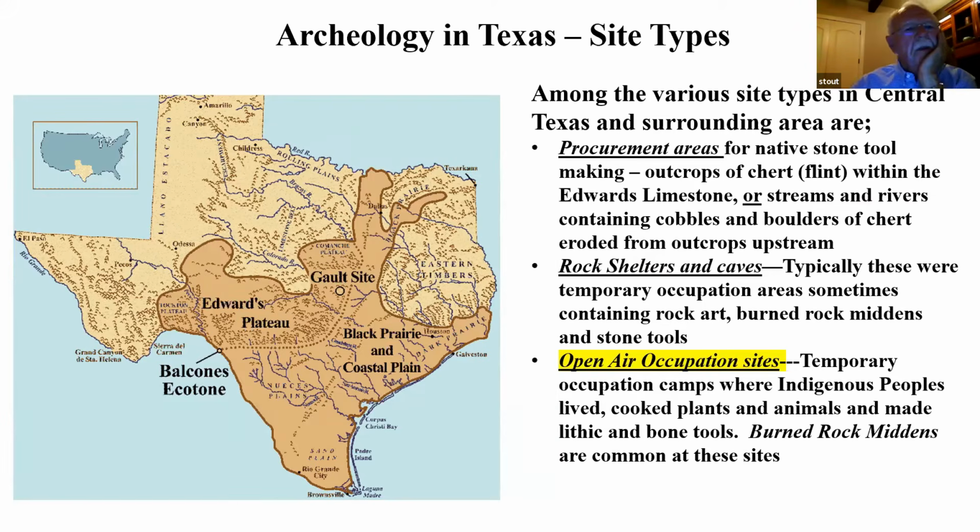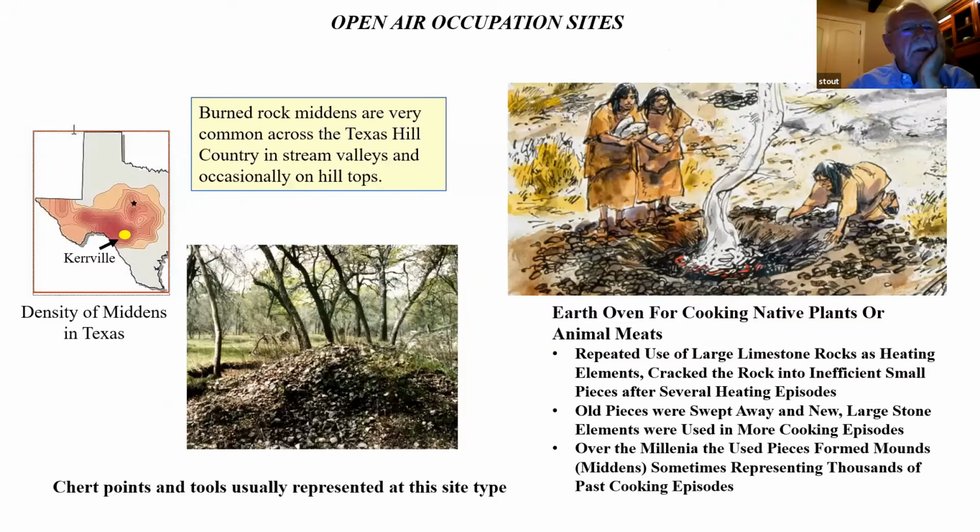This is the very far left map. It shows you not a topographic map, but a contour map showing the density of these middens. What middens are, probably some of you, maybe all of you know what they are. They are the remains of the cooking events in these earth ovens, like is shown on the upper right of this frame.